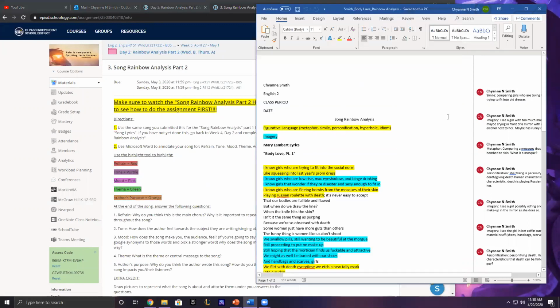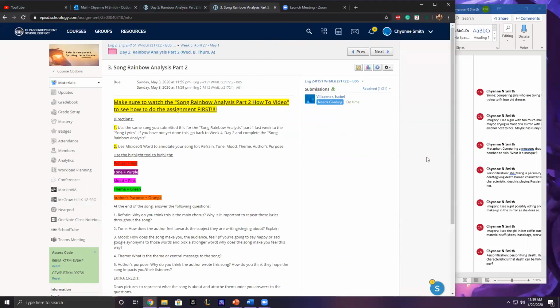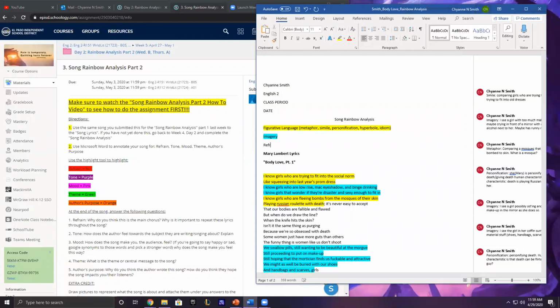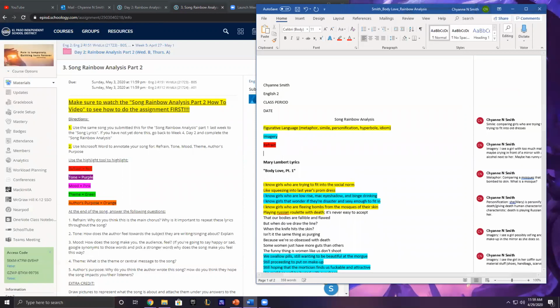update my key. Remember in your assignment you were supposed to create a key so that you and I can both see what is highlighted what color. So I'm going to go ahead and add things into mine. Let me switch over here. So I'm going to go ahead and add in refrain. And I'm going to highlight it in red. And then I'm going to add tone and highlight tone in purple.